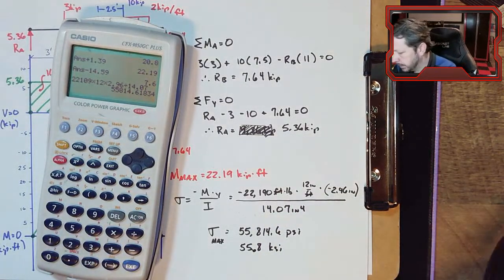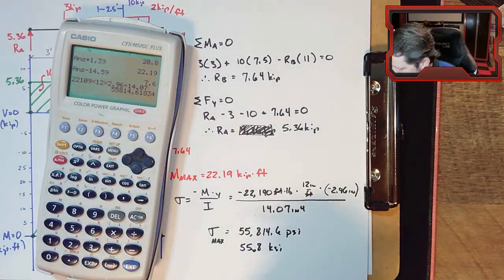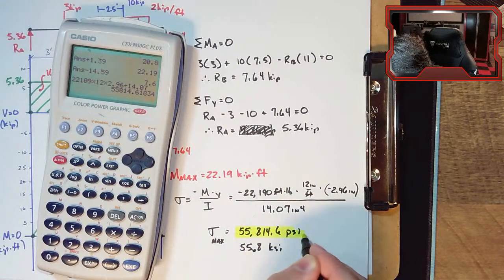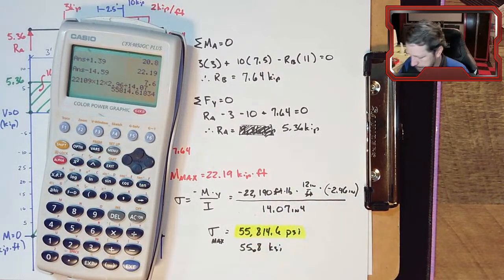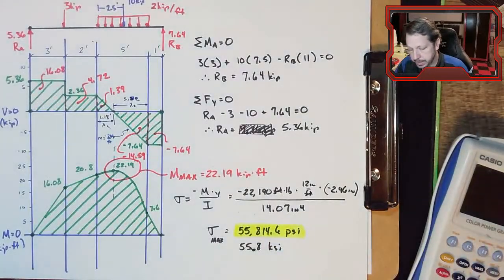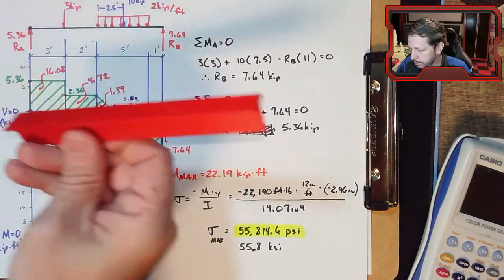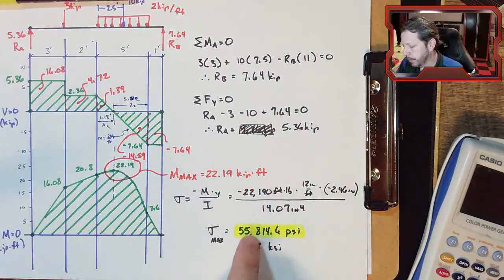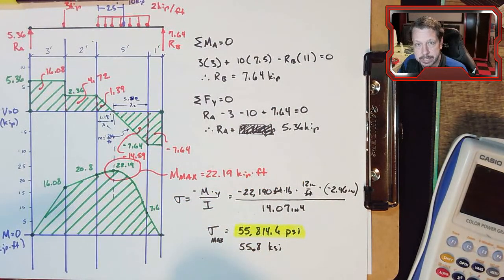So that's a relatively large number. We'll have to look at some charts to see how bad it is. But it might be, depending on what material we choose to make our beam out of, it might be that it wouldn't fracture most steels, but it would certainly yield some steels.